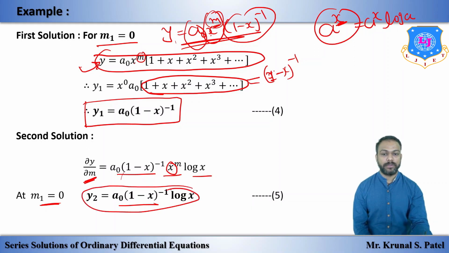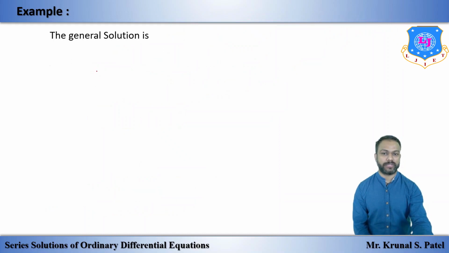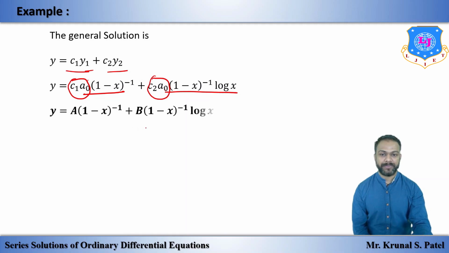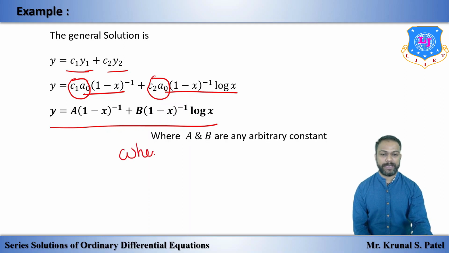Okay, and now after getting the first solution and second solution, we will just write down the general solution. y is equal to c1 y1 plus c2 y2. We will put in the value of y1 and the value of y2, and as in the previous case, c1 a0 we will take as capital A, c2 a0 we will take as capital B. So this is the final general solution, where A and B are arbitrary constants, and also write down the value of A, c1 a0, and the value of B, c2 a0. Okay, so this is our case number 2.